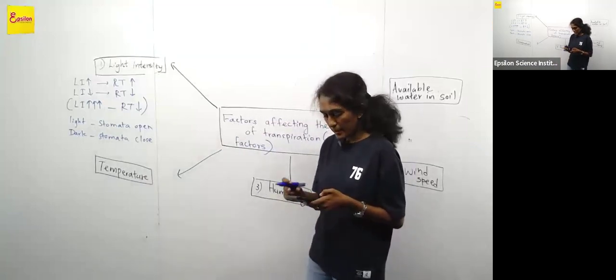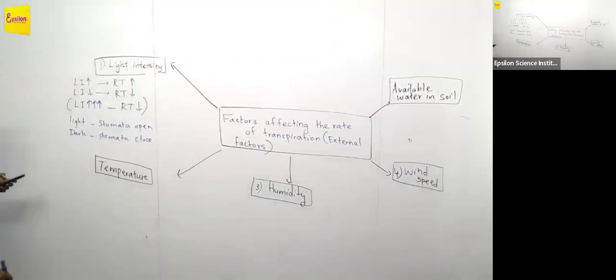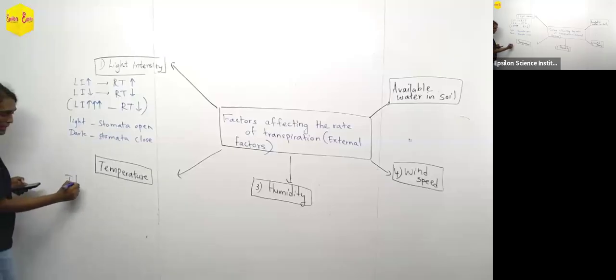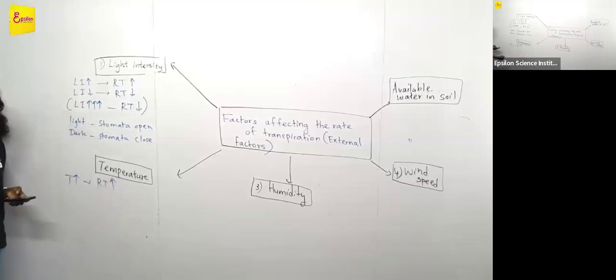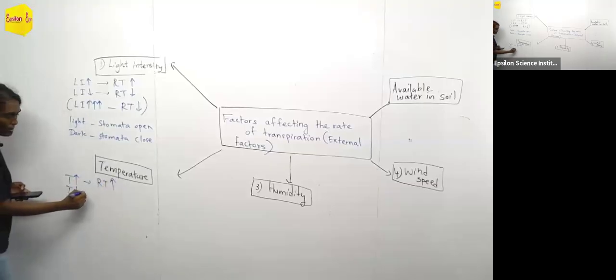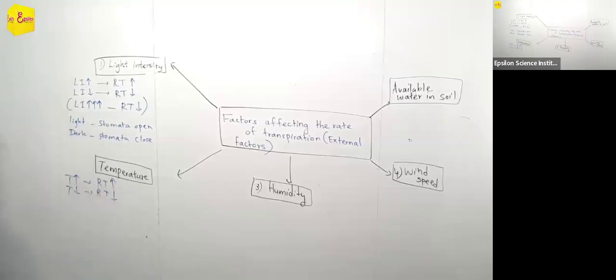Let's come to the temperature. What's the relationship between the temperature and the transpiration rate? When the temperature is high, rate of transpiration is also high. When the temperature is low, rate of transpiration is low. Alright, come to that page.